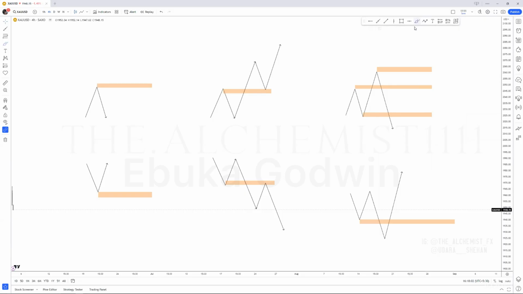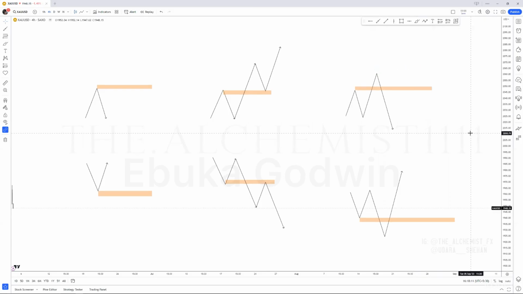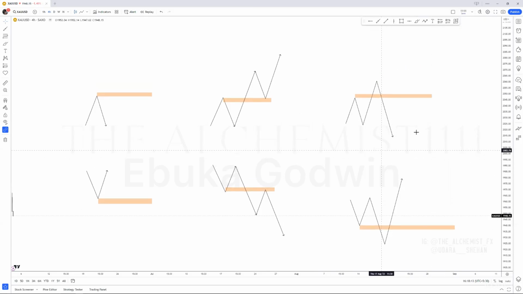Now you might be wondering, we have three zones, which one am I going to pick? That's something for the advanced stuff. Do not focus on that right away. First thing you need to do is train your eyes to see these key levels as soon as you open the charts, because it's very important.